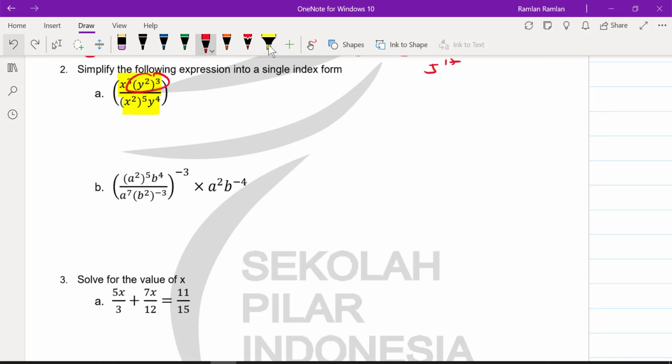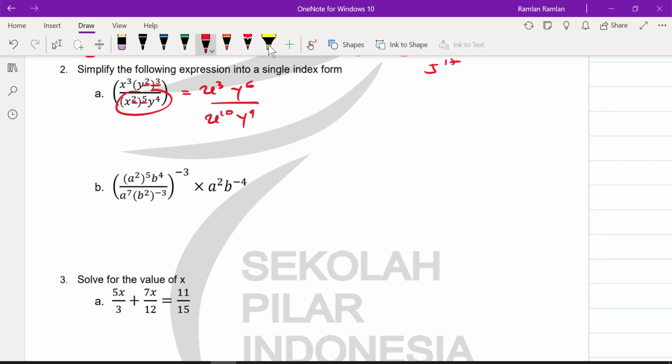Yeah. So again, previously we know that a to the power of n to the power of m equals to a to the power of n times m, right? So this guy, the y to the power of 2 to the power of 3, that will be y to the power of 6, because we know that 2 times 3 is equals to 6. Okay. The same thing with this guy over here, that will be x to the power of 10, because we have to the power of 2 and to the power of 5, and we can just multiply these two numbers, and that'll be x to the power of 10, and then y to the power of 4.